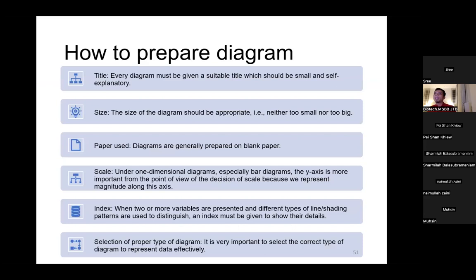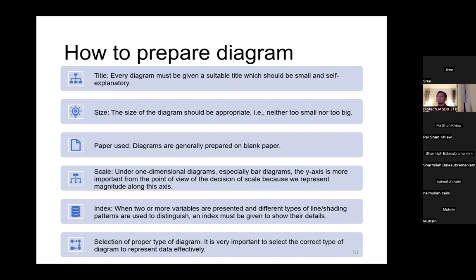How to prepare a diagram? So we must have a title, and every diagram must be given a suitable title, which should be small and self-explanatory. The size of the diagram should be appropriate. It's not too small until it's very difficult to capture the diagram, or not too big. If too big, it looks like something is wrong with the diagram.